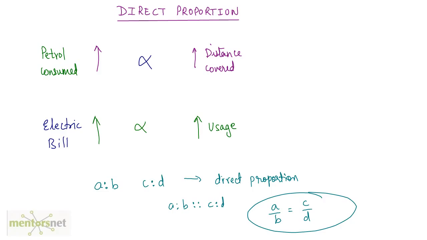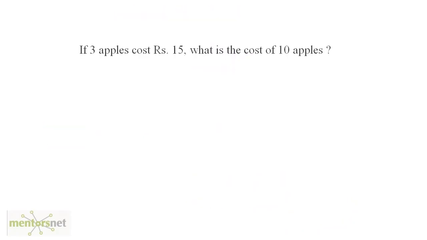Now let us solve a problem involving this. We have 3 apples whose cost is 15 rupees. Now what is the cost of 10 apples? Well, here there are two quantities. One is apples and another is cost. And when you increase the number of apples, the cost also increases. This means that this is a direct proportion. The number of apples is in direct proportion to the cost, right?